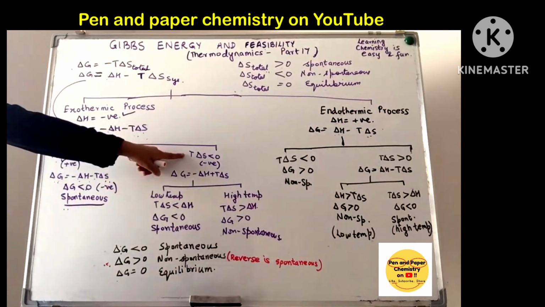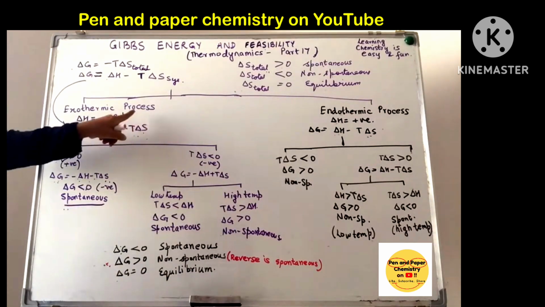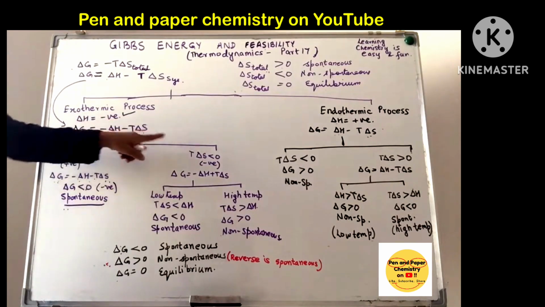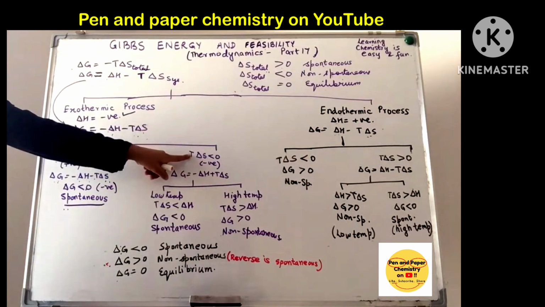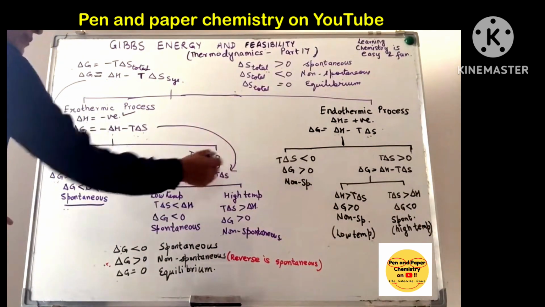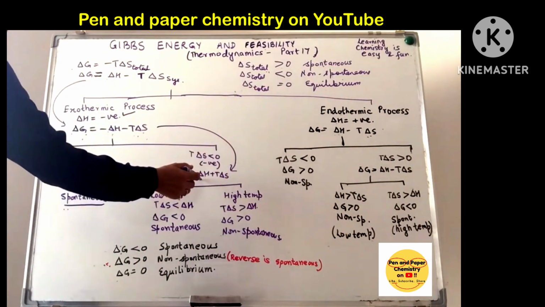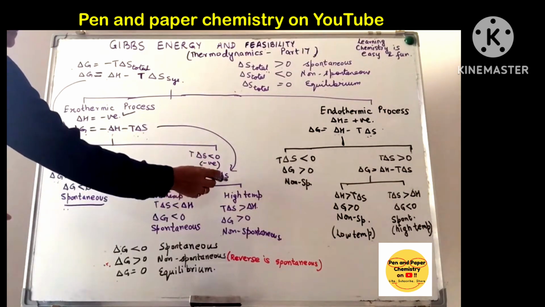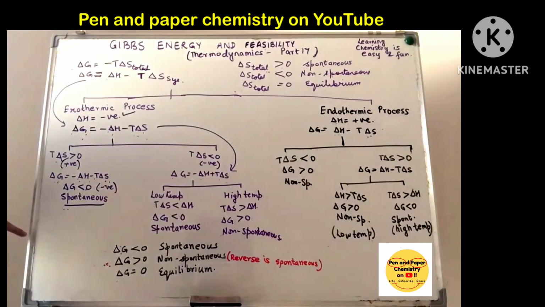Come to the second case where T delta S becomes negative. If you remember, we've taken only delta H as negative. T delta S is negative. That means it's less than 0. So this equation of mine gets modified to delta G is minus delta H. Minus into minus becomes plus and plus T delta S.